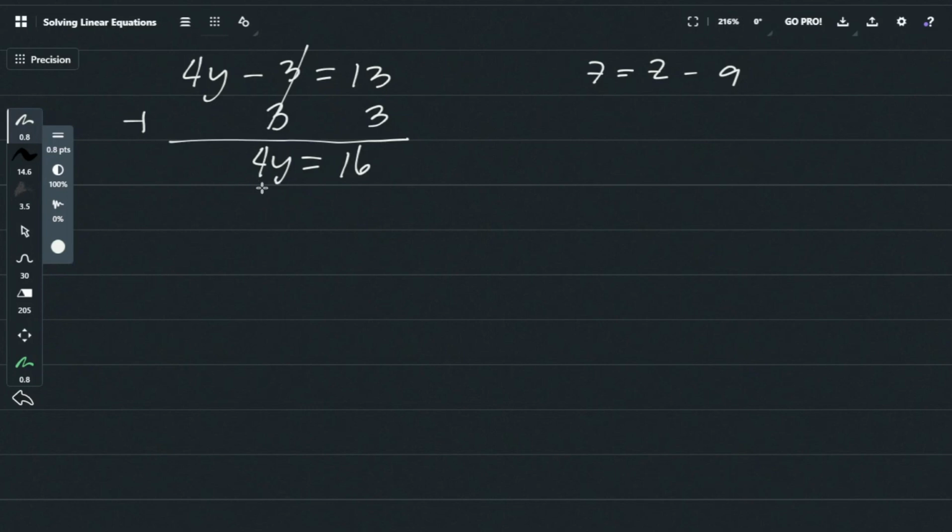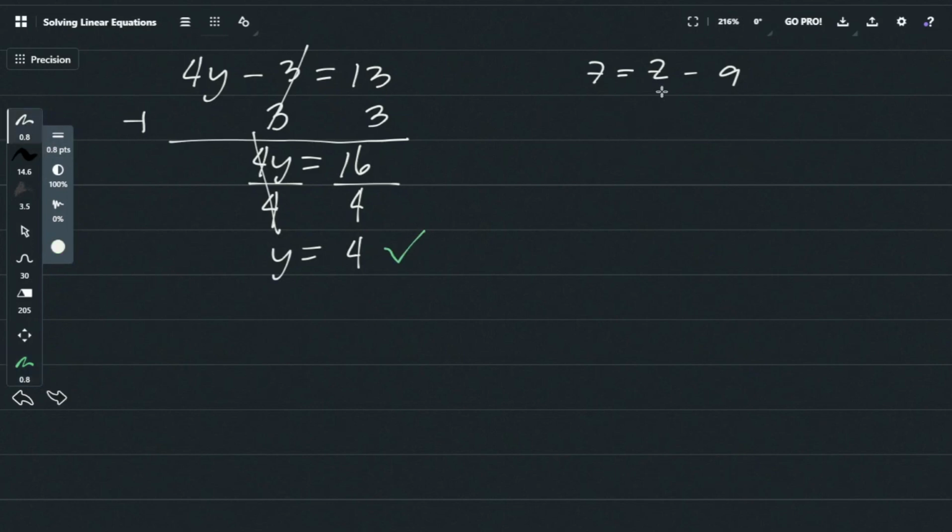So to get rid of the coefficient, we're just going to divide both sides by 4. Okay. So we have y is equal to 16 divided by 4, which is just equal to 4. So the correct answer is y is equal to 4.